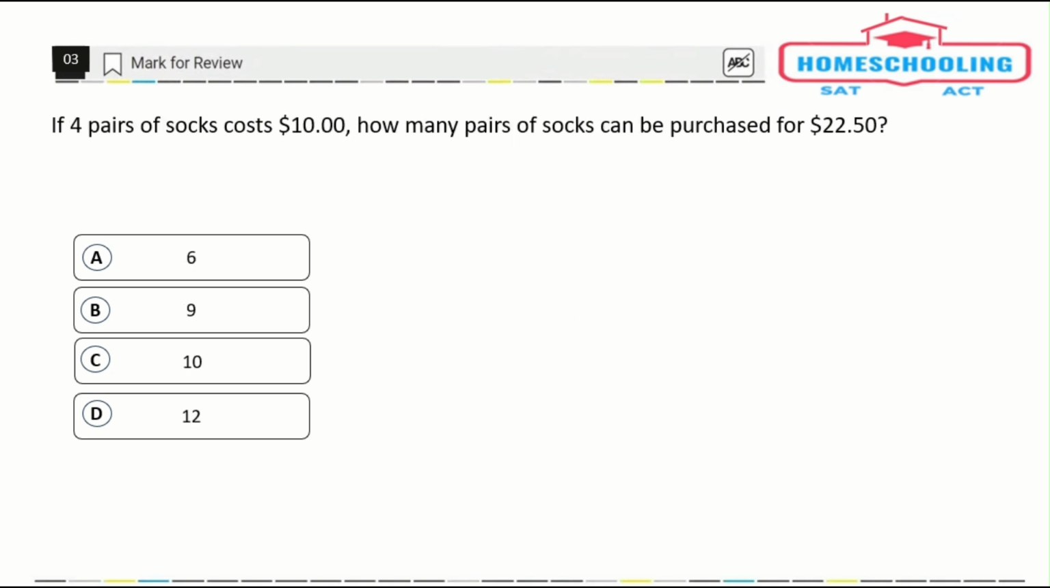Now moving to the next question. In question number 3, it says that if 4 pairs of socks cost $10, how many pairs of socks can be purchased for $22.50 and $50? So we can see we have one pair of values here, that is 4 pairs that will cost around $10. And here we have to find how many pairs.